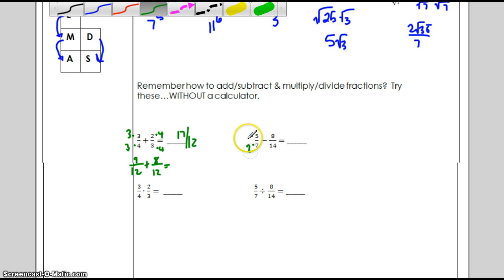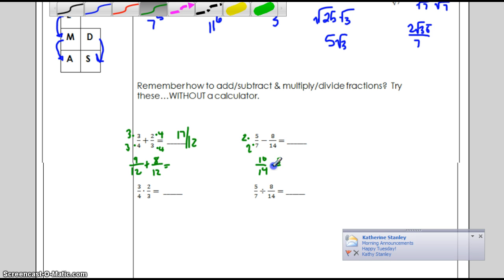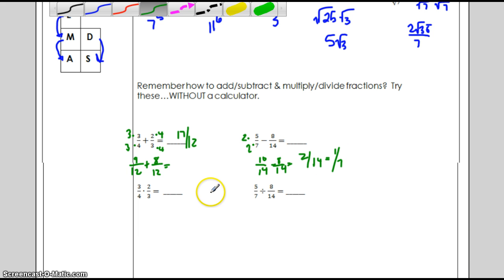Subtracting, the same thing. You need to have a like denominator. So multiply by 2, we get 10 fourteenths minus 8 fourteenths, which would give us 2 fourteenths, which you could reduce to 1/7 if needed. Multiplication's a lot easier because we can just multiply across. So multiply across on the top, get 6, multiply across on the bottom, get 12, and then reduce.